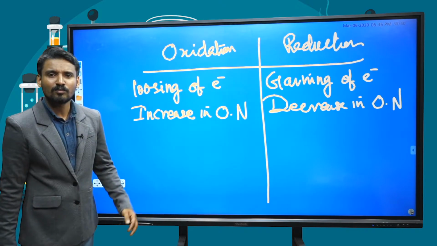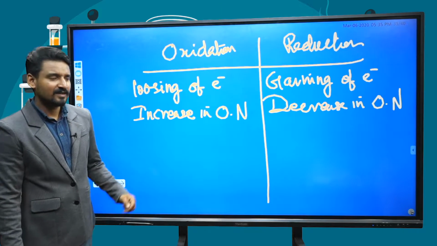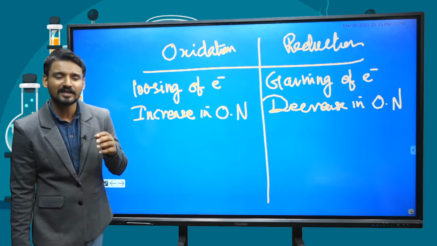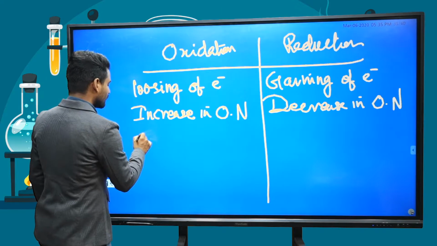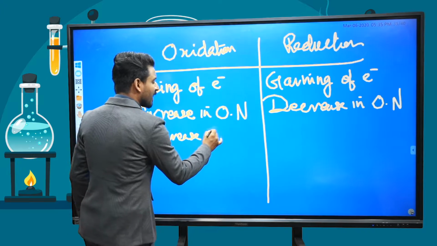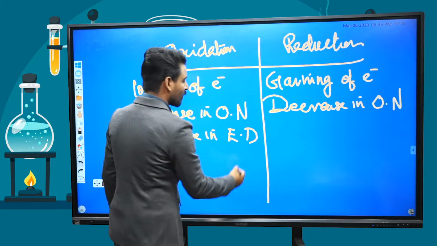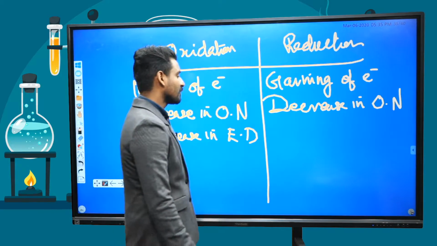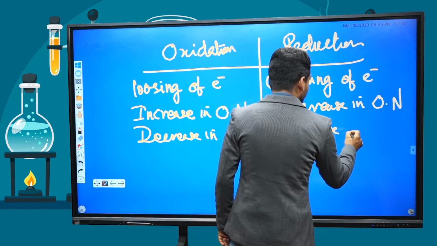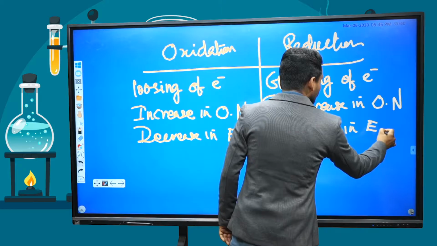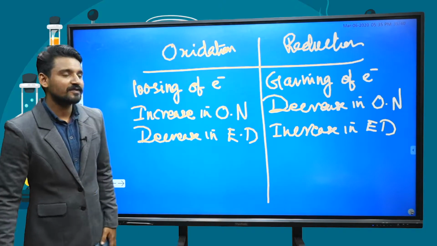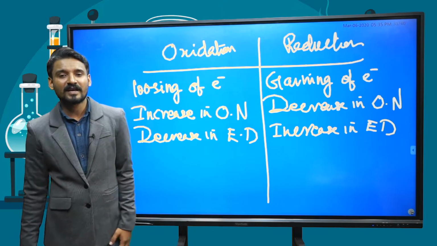And finally, one more concept that is very helpful to identify oxidation and reduction reactions: oxidation is a decrease in electron density during a combination reaction, and reduction is an increase in electron density during a combination reaction. Those are the different concepts of oxidation and reduction.